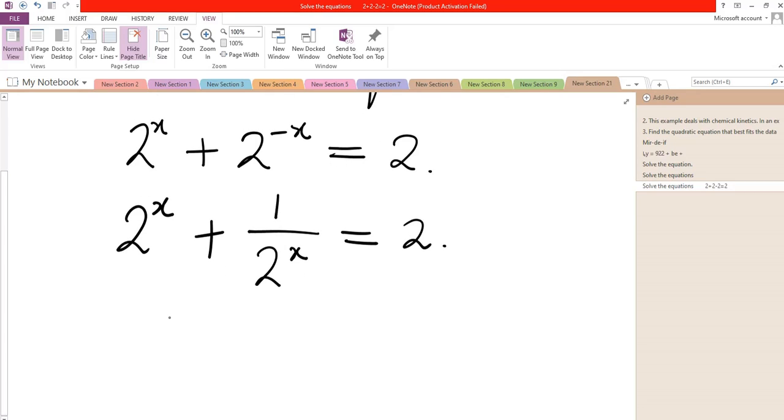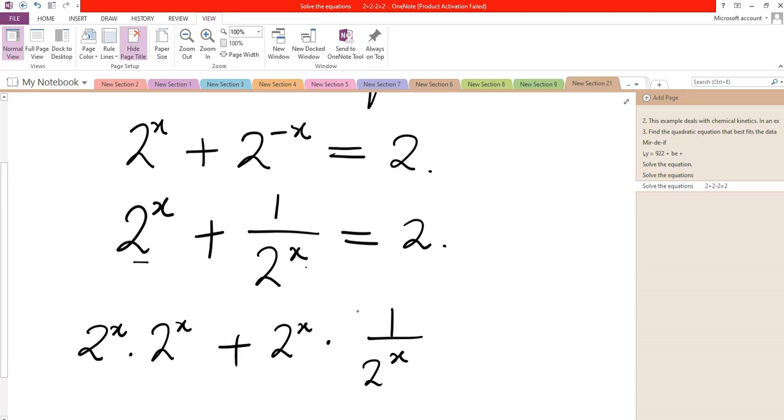Now what we're going to do is to multiply all the terms with 2 raised to power x. So now if we multiply all the terms with 2 raised to power x, we have 2 raised to power x times 2 raised to power x for the first term, plus this one now will be 2 raised to power x times 1 all over 2 raised to power x in parentheses, plus 2 times 2 raised to power x.